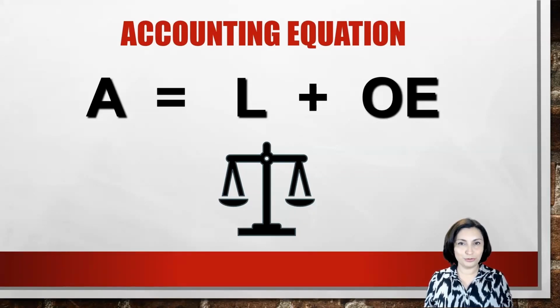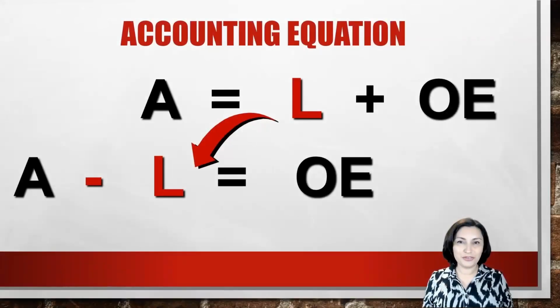Before looking at the rules of debit and credit, let's look at the accounting equation. Assets are equal to liabilities plus owner's equity. Note that assets are on the opposite side of the equation from liabilities and owner's equity. To review, the left side of a ledger account is always called the debit and the right side is always called the credit. Now let's move on to the mathematics of the double entry system.